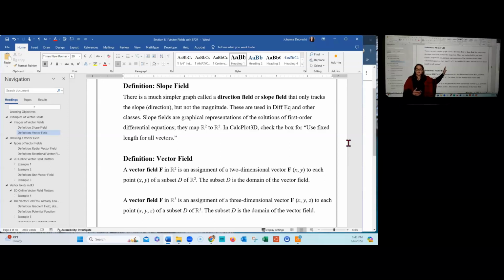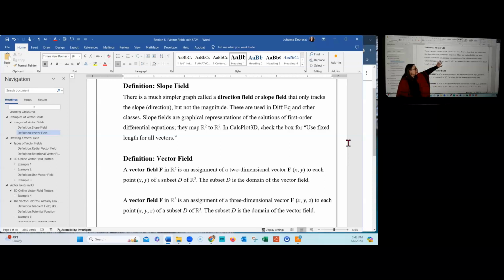A slope field indicates the flow of the particular object, whether it's heat, air, water, earth, oil on the surface of the ocean, whatever it is that's flowing. The slope field will show the direction in which the current moves, but it will not show the velocity at the different points, since all the vectors are the same length.